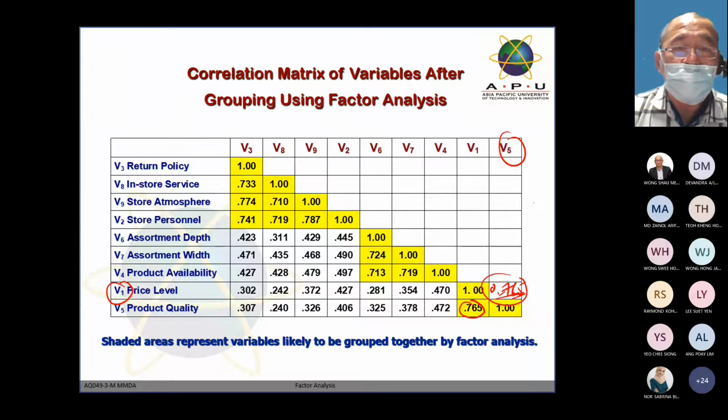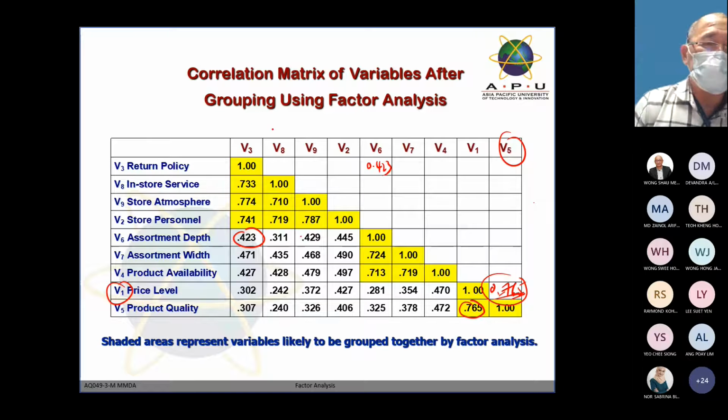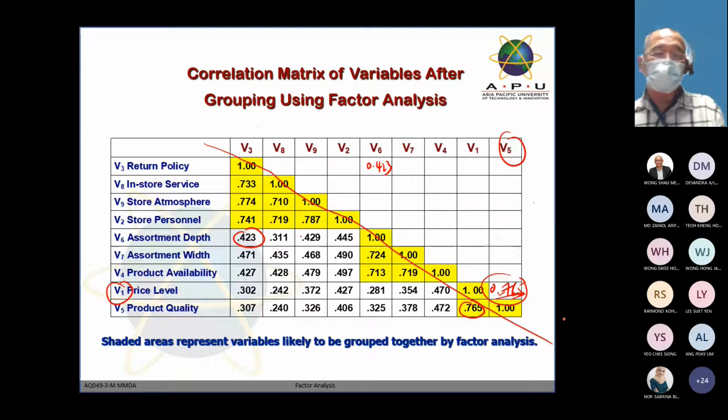Example, 0.423 is here, so here actually is also 0.423. Same value, but we did not show it. We call it a mirror, right? Mirroring. Yes, correct, you are right. This one is a mirror.